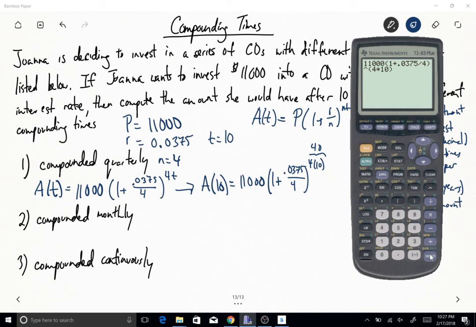So at the end of the day, and think about your answer, this should be growing. Our investment should be growing, so we should get a larger answer. And we do, in fact, and we'll round to the nearest cent in this case, so $15,976.97.